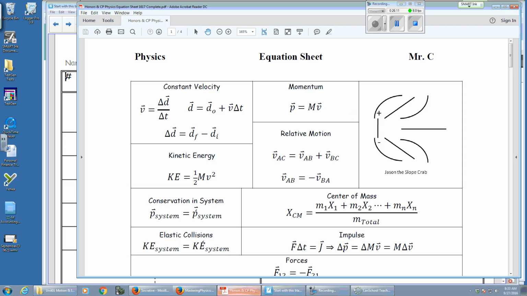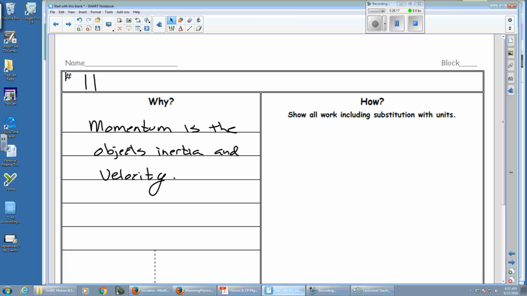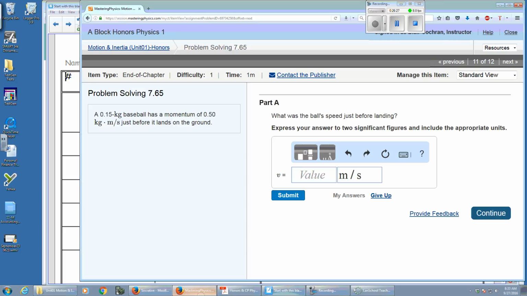From my equation sheet, I'm going to grab my equation for momentum there in the middle, which is that momentum is inertia multiplied by velocity. I'm going quick just because I want to make sure I get this done. I have the inertia and I have the momentum.